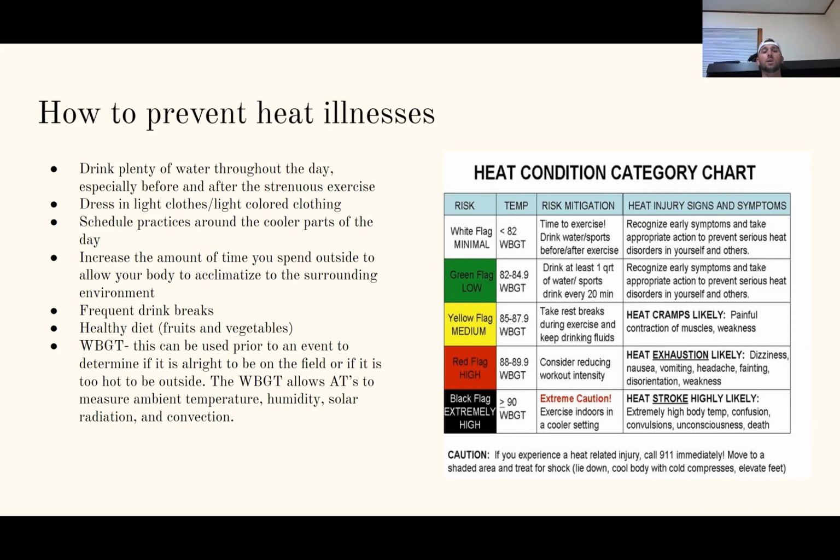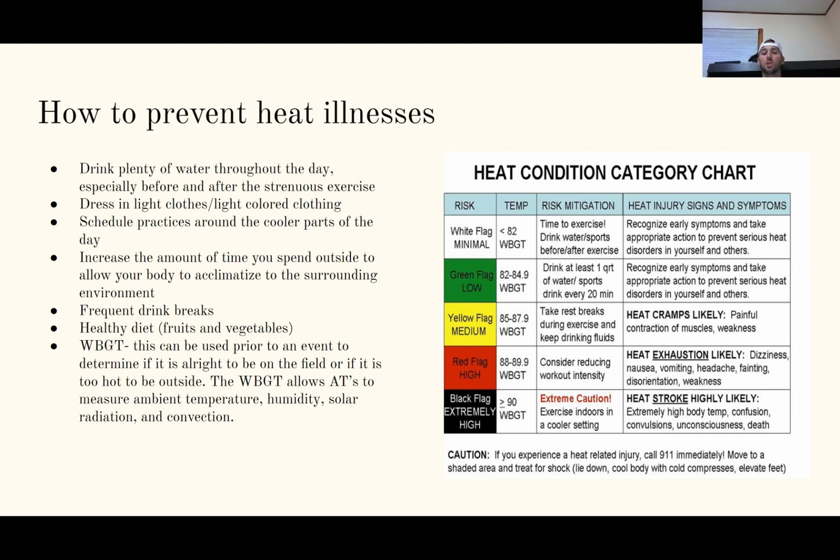And then finally, we have the WBGT. So this can be used in an event or prior to an event. Typically we're going to hold a device up towards the sun in the middle of the field. So at a football field, for example, we'll be right on the 50-yard line, right in the middle of the field. WBGT allows ATs to measure ambient temperature, humidity, solar radiation, and convection.